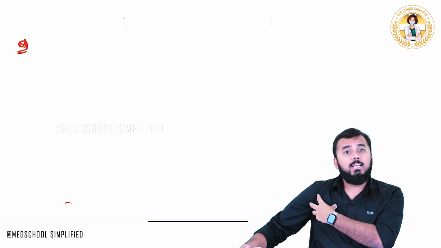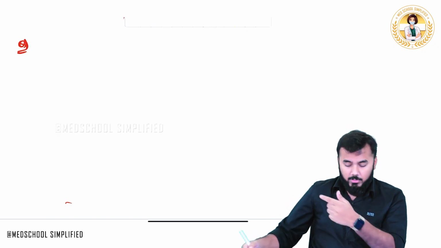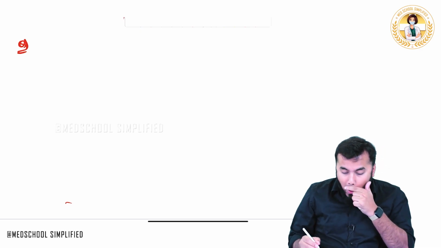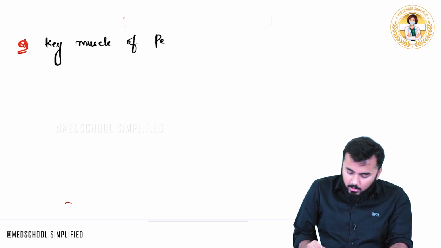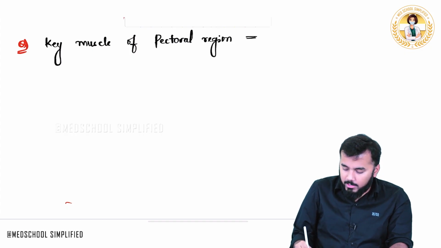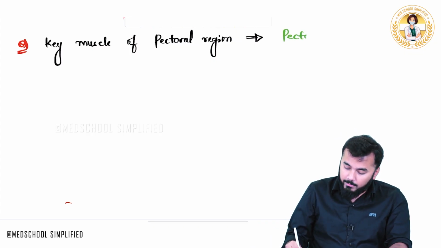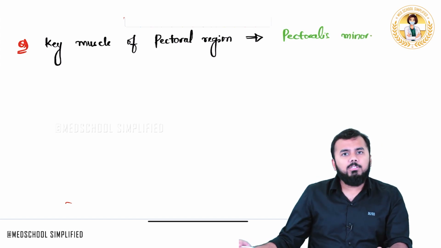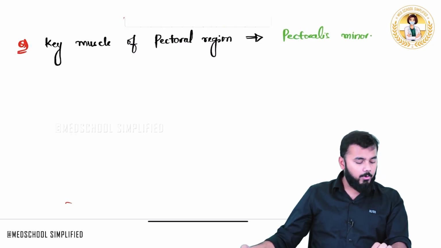So if someone asks you what is the most important muscle, the key muscle of the pectoral region, okay? What is the key muscle of the pectoral region, guys? Yes, the key muscle of the pectoral region is pectoralis minor. Why is pectoralis minor called a key muscle in the pectoral region? Yes, that is very, very important.